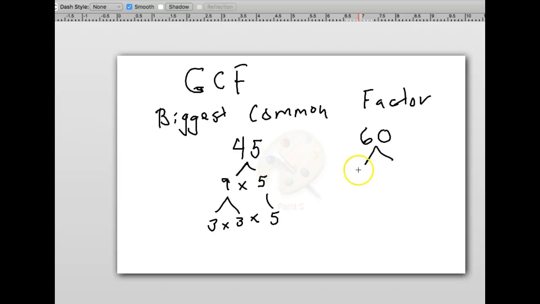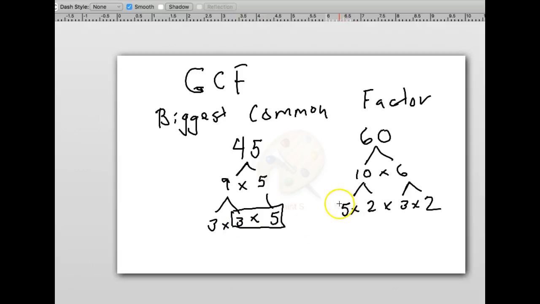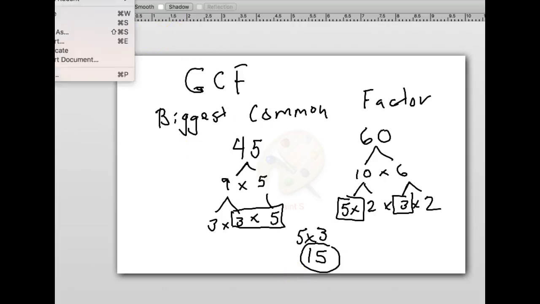Okay, 60. 10 times 6. 10. 5 times 2 times 3 times 2. Now, that's as far as you can go. Now, you're looking for what they have in common, what they each have. They each have 3 times 5. They each have a 5, right? And they each have a 3. So your commonality is 5 times 3. So that means your greatest common factor is 15. It is 15. Okay.